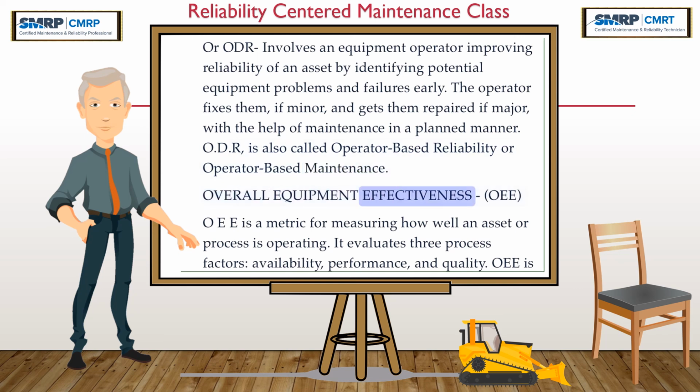Overall equipment effectiveness, OEE. OEE is a metric for measuring how well an asset or process is operating. It evaluates 3 process factors: availability, performance, and quality. OEE is calculated by multiplying these 3 factors and then expressed as a percentage. The objective of OEE is to identify sources of loss, waste, and inefficiencies that reduce availability, performance, and product quality. Corrective actions can then be taken to improve the process.